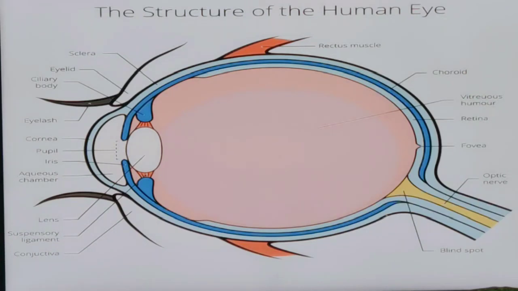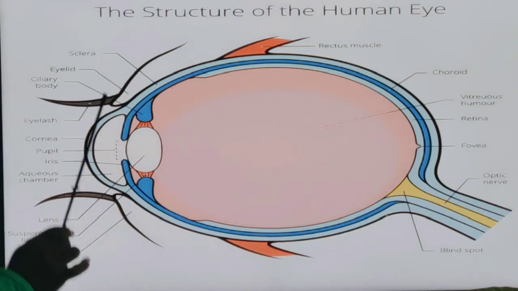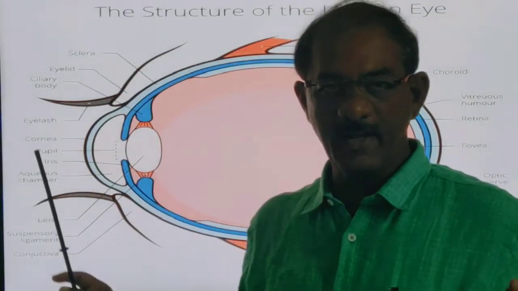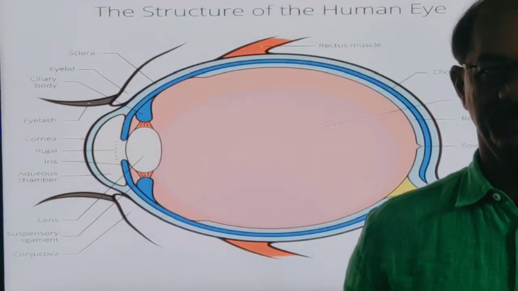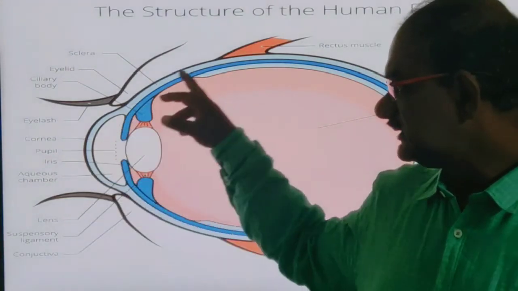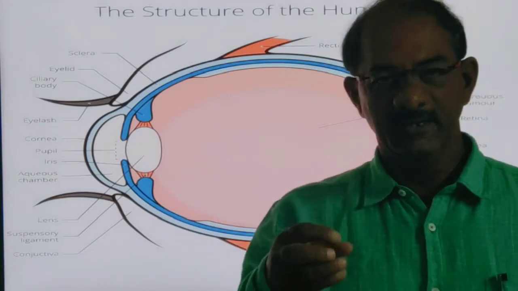These chambers also play an important role: to support the lens, to help in focusing light, to maintain the shape of the eyeball, and to support the eyeball. This is the function of both chambers. So in this way the detailed structure of the eye is studied in this practical. All of this structure is also studied in Marathi.